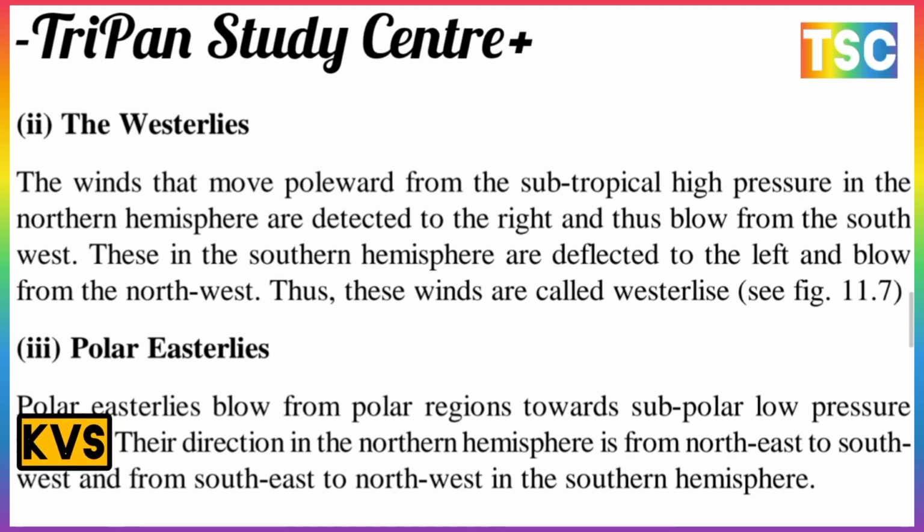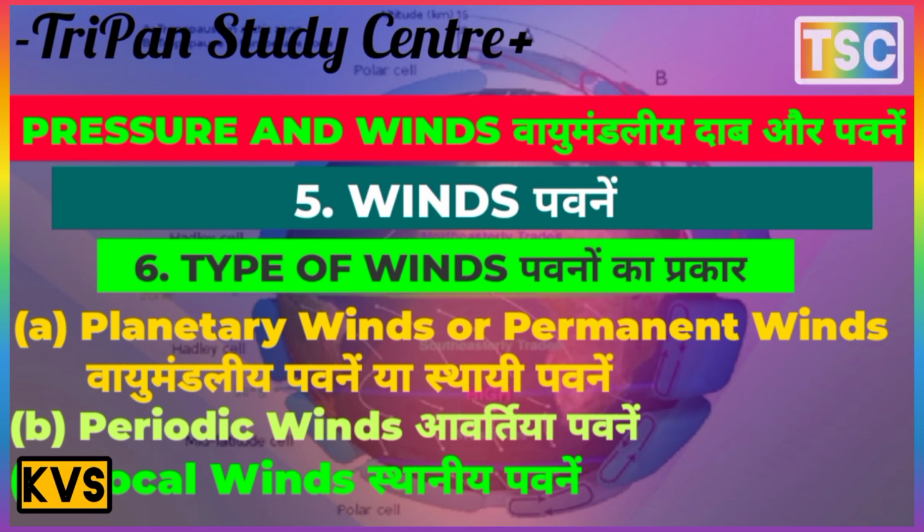This is important also. The polar easterlies blow from the polar regions toward the subpolar low pressure region, and the direction in the northern hemisphere is from northeast to southwest, and from southeast to northwest in the southern hemisphere. This is an important point here. The next one, periodical wind. The direction of this wind changes with the change of the season. The monsoon winds are the most important periodical wind.